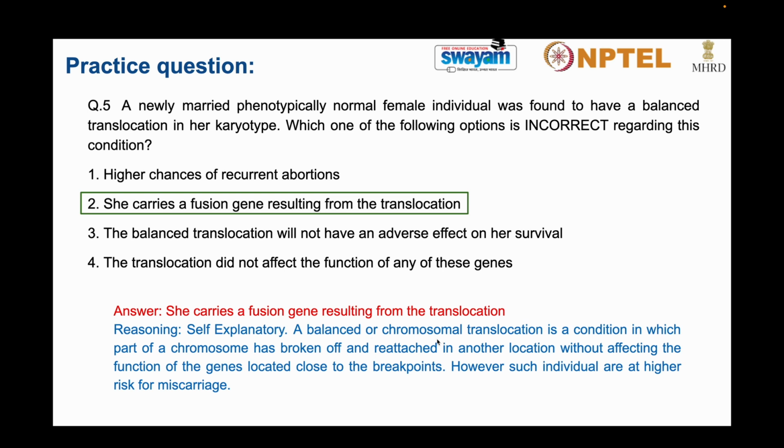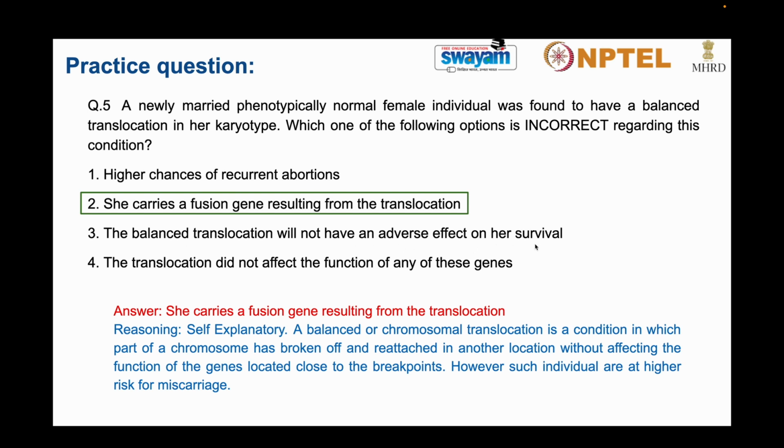It says that a balanced chromosomal translocation is a condition in which part of the chromosome has broken off and reattached in another location without affecting the function of genes that are located close to the breakpoints. However, such individuals are at higher risk for miscarriage. So here I think you have got the clarity that there will be no fusion and no gene function will be affected, but it could affect the individual or the offspring. It will increase the risk of miscarriage. So in that way, higher chances of recurrent abortions is right regarding this balanced translocation. Then the balanced translocation will not have an adverse effect on her survival.